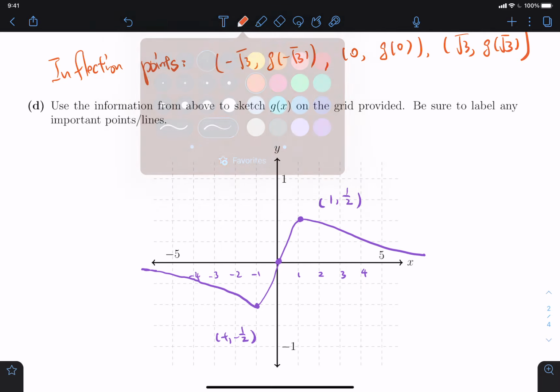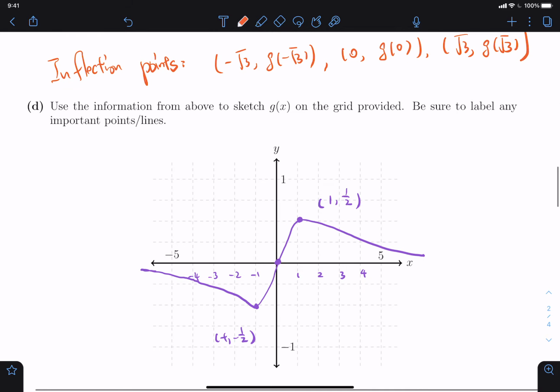We also need to locate the inflection points. One inflection point is here, right? g(0), that is 0, g(0), right? And also another point is square root of 3, that is about here, right? Square root of 3, g(square root of 3). And the other one that is here, that is negative square root of 3, g(negative square root of 3). Okay?